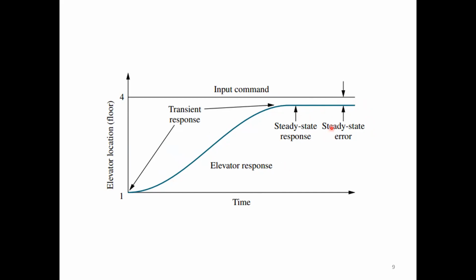Now, just imagine that whenever you go to the 4th floor, the lift will not be on the level of the floor, a little bit lower or a little bit higher. That is the error. Generally, a little bit lower. So there is a gap between the input and the steady state response. This gap is known as the steady state error. Okay. So you understand this.